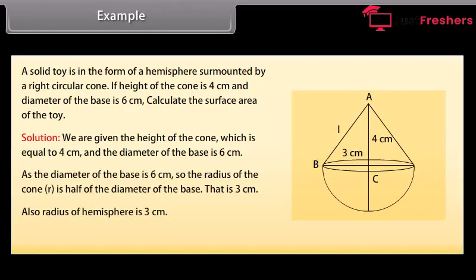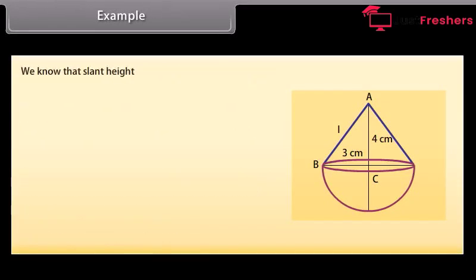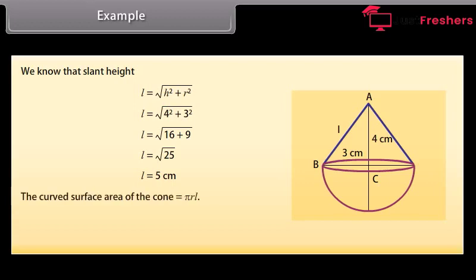Now to find the surface area of the toy, we need to find the curved surface area of the cone and curved surface area of the hemisphere. The curved surface area of the cone is equal to pi r l. So, now we have to find the value of l, slant height. We know that slant height l is equal to square root of h square plus r square, which equals square root of 4 square plus 3 square, equals square root of 16 plus 9, equals square root of 25, equals 5 cm. Now substituting the values of pi, r and l, we get 3.14 into 3 into 5, which is equal to 47.1 centimeters square.